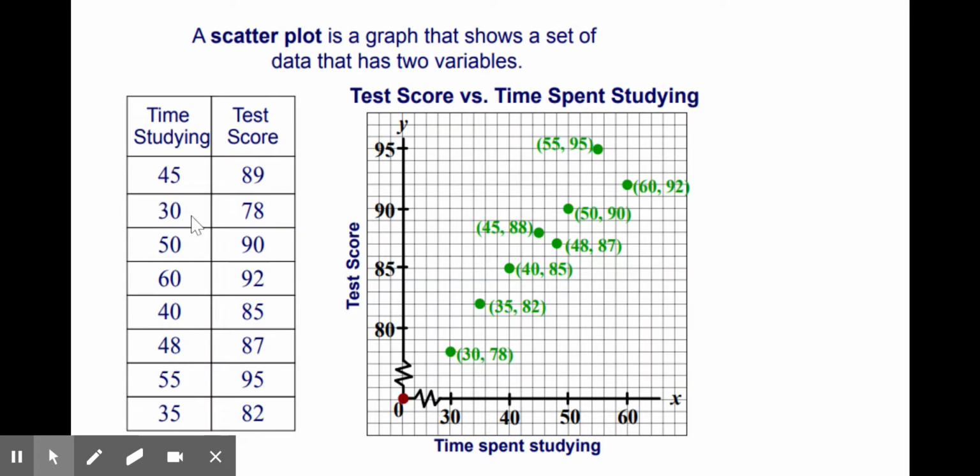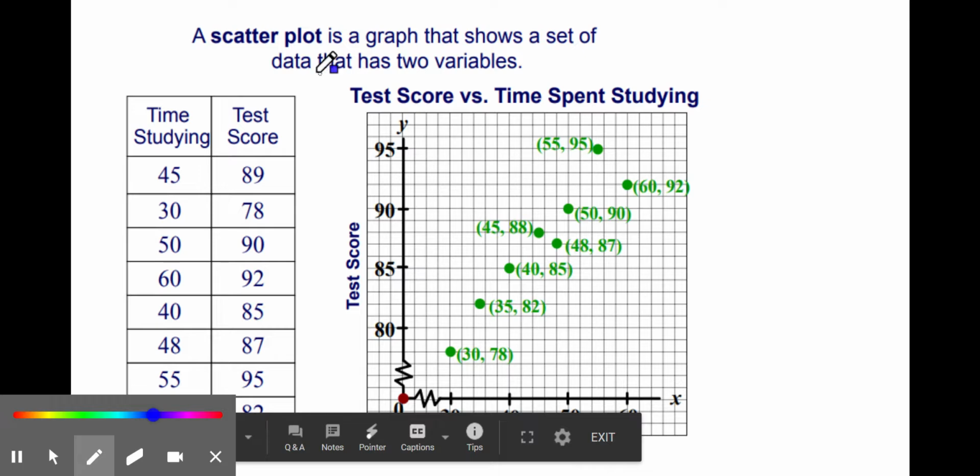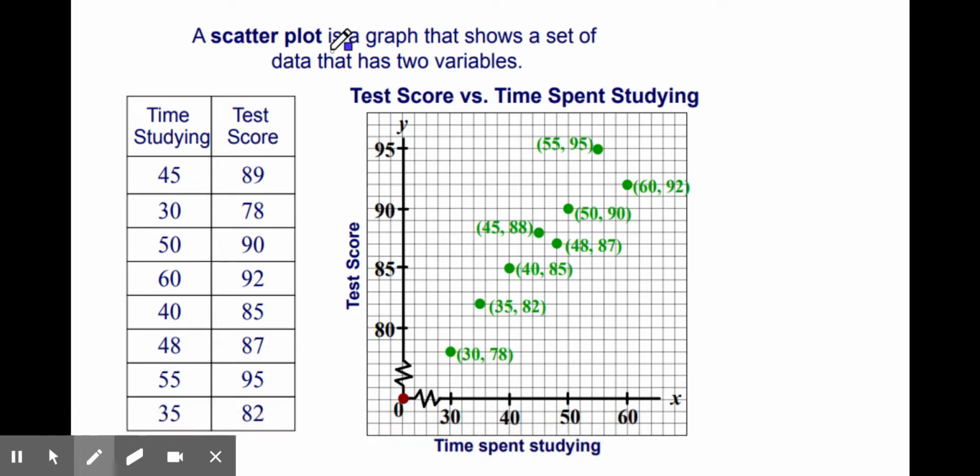Okay, now back to a scatter plot. So a scatter plot is a graph that shows a set of data and has 2 variables. So here is a chart. Okay, let's say there was a survey done, and here's the amount of time that people spent studying, we'll say in minutes, and then their test score. Okay, so theoretically, the more time you study, the higher your score should be, right? So here is the data that we just plotted. Okay, these are just data points from this chart.